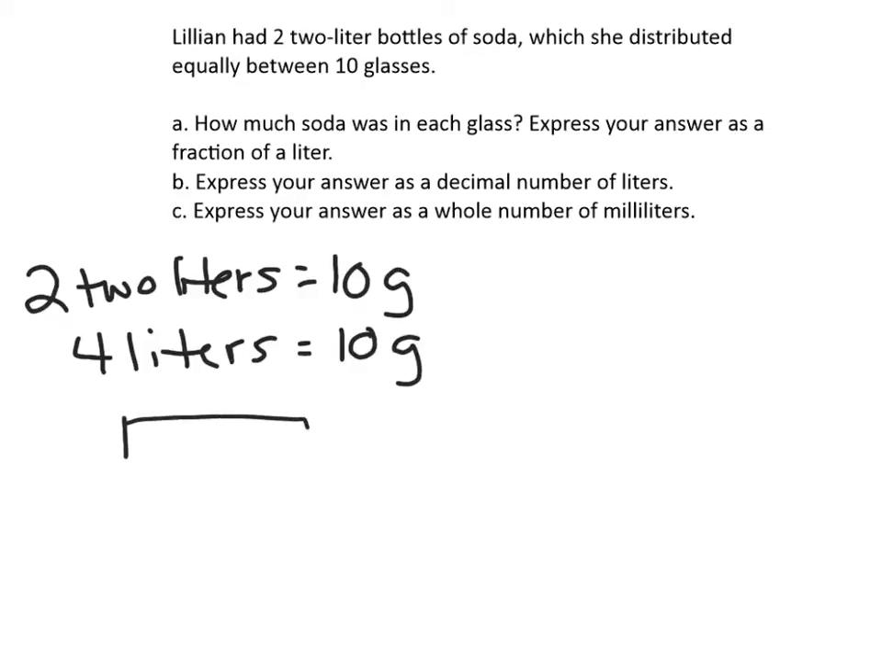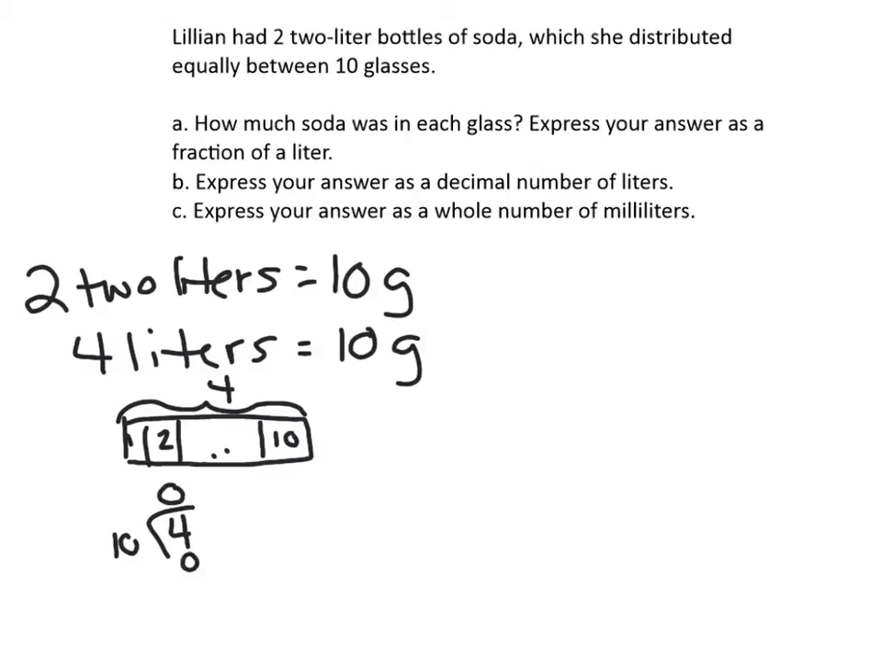Well, we're splitting the liters. So this is going to be 4 liters. I'm going to split it into 10 glasses, which means I'm doing 4 divided by 10. It goes in 0 times. I get 4/10. So the answer to A is 4/10 of a liter in each glass.